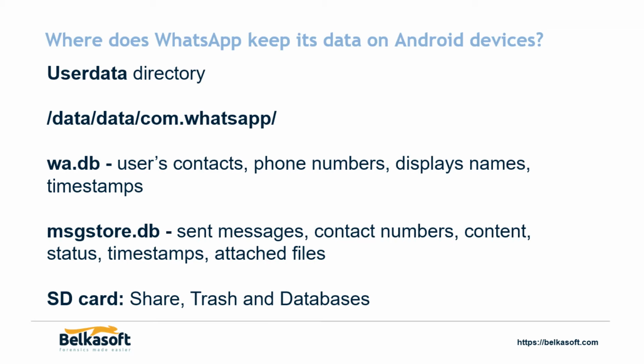One more thing to mention is that WhatsApp can store artifacts on an SD card. It happens when space on a smartphone's memory is limited. In this case, you will find a WhatsApp folder on the SD card's root directory, and in that folder you will see the Share, Trash, and Database subfolders. Share stores copies of files sent to other WhatsApp users, Trash keeps deleted files, and Databases stores encrypted backup copies.